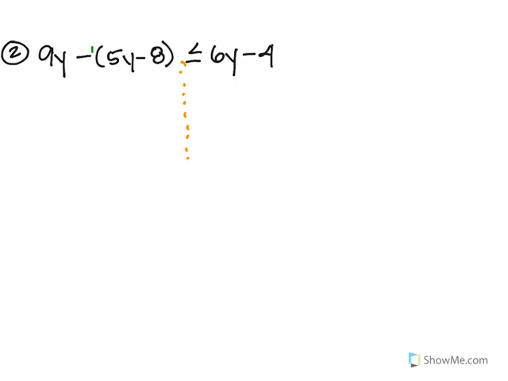Number 2, we got an inequality. 9y minus parentheses 5y minus 8 is less than or equal to 6y minus 4. And we're going to solve it just like an equation. So we're going to distribute that understood -1. That would give us 9y minus 5y plus 8 is less than or equal to 6y minus 4.